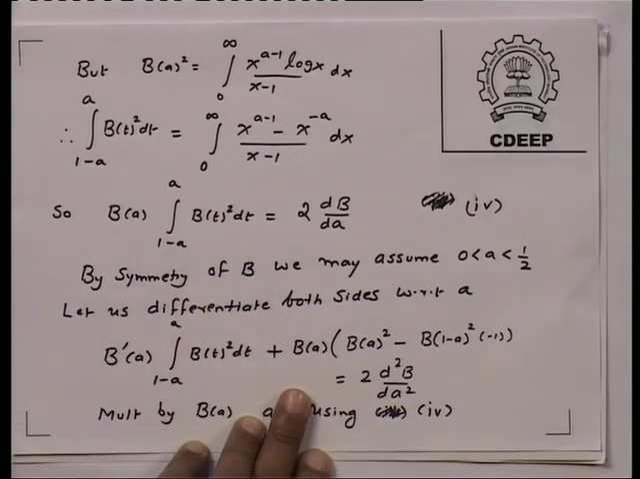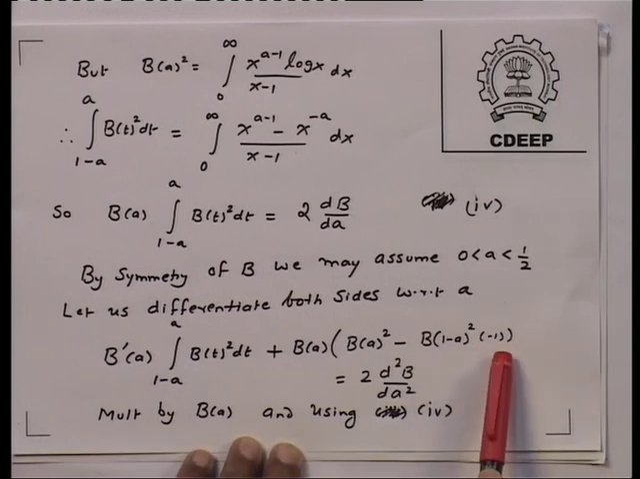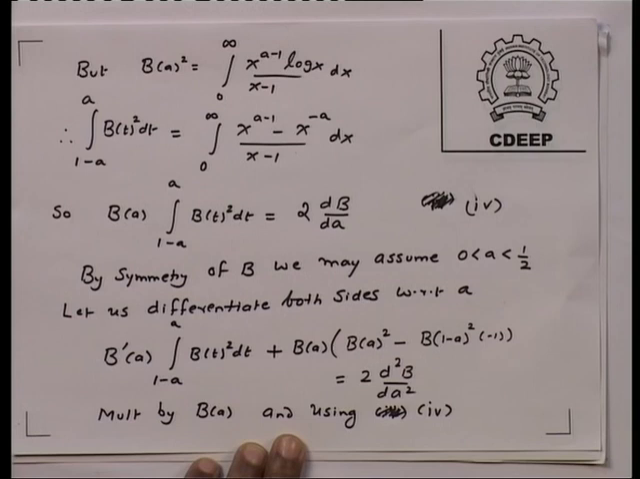The integrand does not involve an a, thankfully. There will only be 2 terms, one of them is B(a) squared, the other one is B(1 minus a) the whole squared into minus 1. Remember that you are using the chain rule, and that produces a minus 1 here, and B(a) is the same as B(1 minus a), correct.